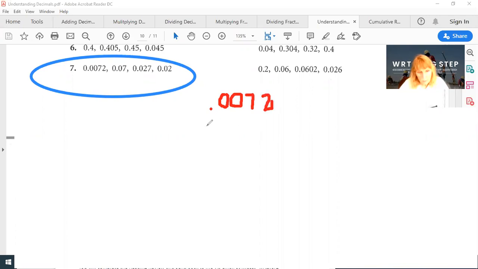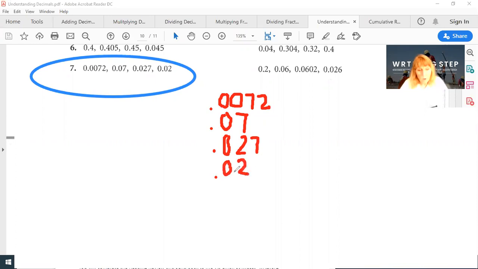0.0072. That's a bad 2. 0.07. Let me fix my 2 so it looks more like a 2 here. That's better. 0.07, 0.027. I'm trying to line these up. And then we have 0.02.